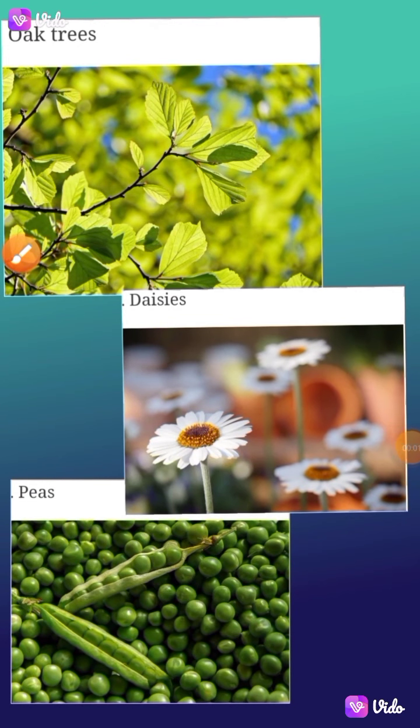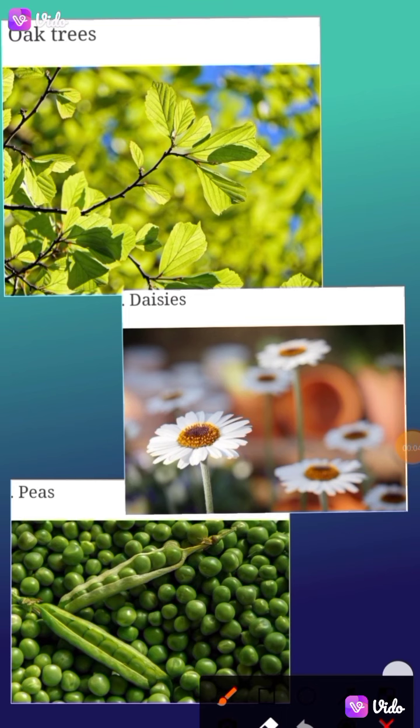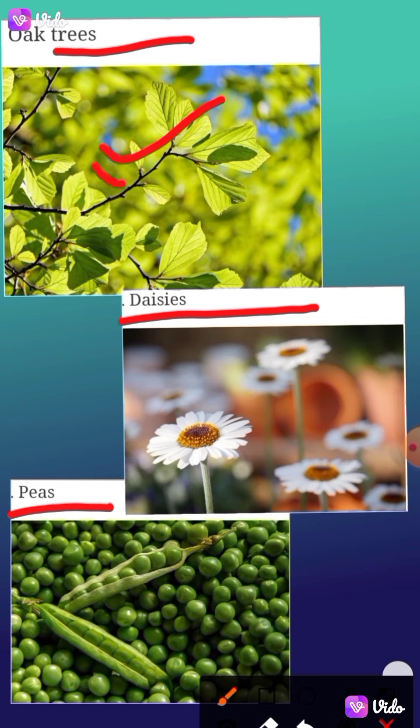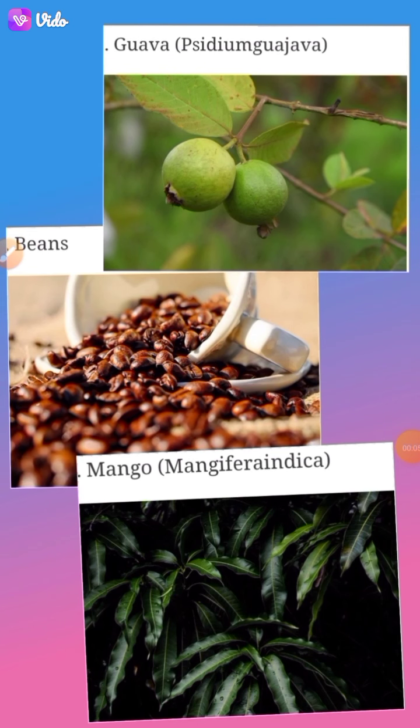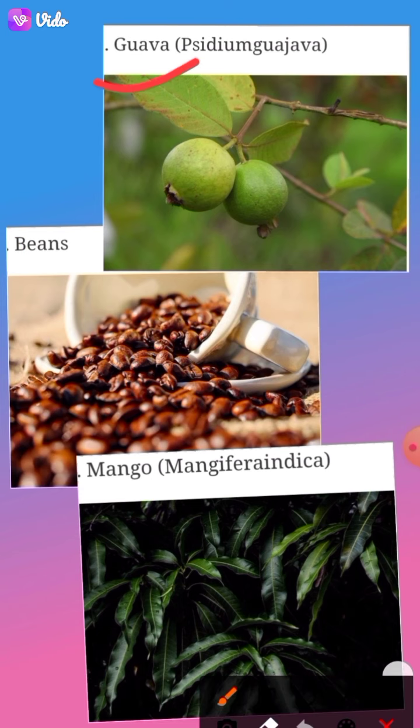Now let's have some more examples of dicotyledons like oak trees, daisies, peas. Here again you can see that in oak trees the leaves have reticulate venation. In the daisy flower you can see that the flower has so many petals, which are multiples of 5. Now let's have some more examples of dicots like guava, beans, mango.